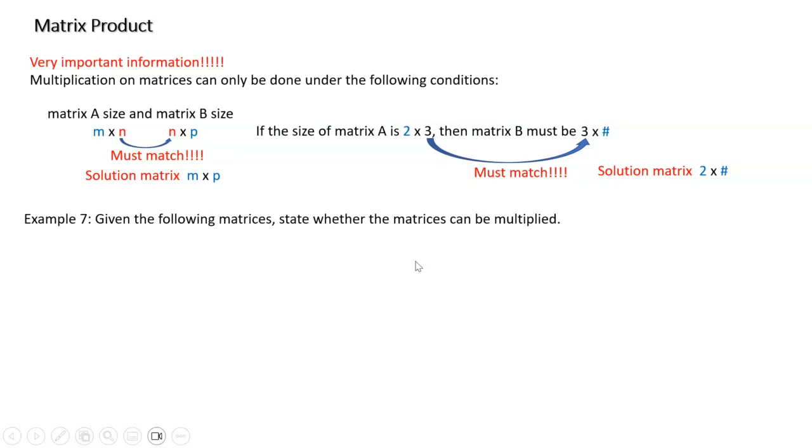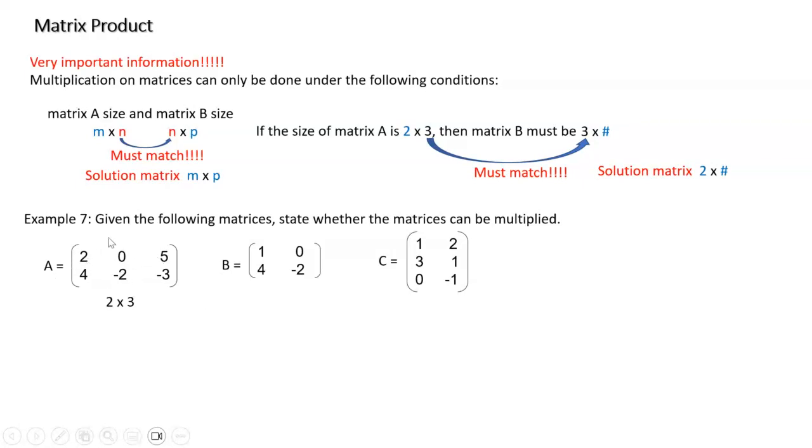Now, given the following matrices, state whether the matrices can be multiplied. This is matrix A. And this is matrix B. This is matrix C. And so matrix A is a 2 by 3, because we have 2 rows and 3 columns.